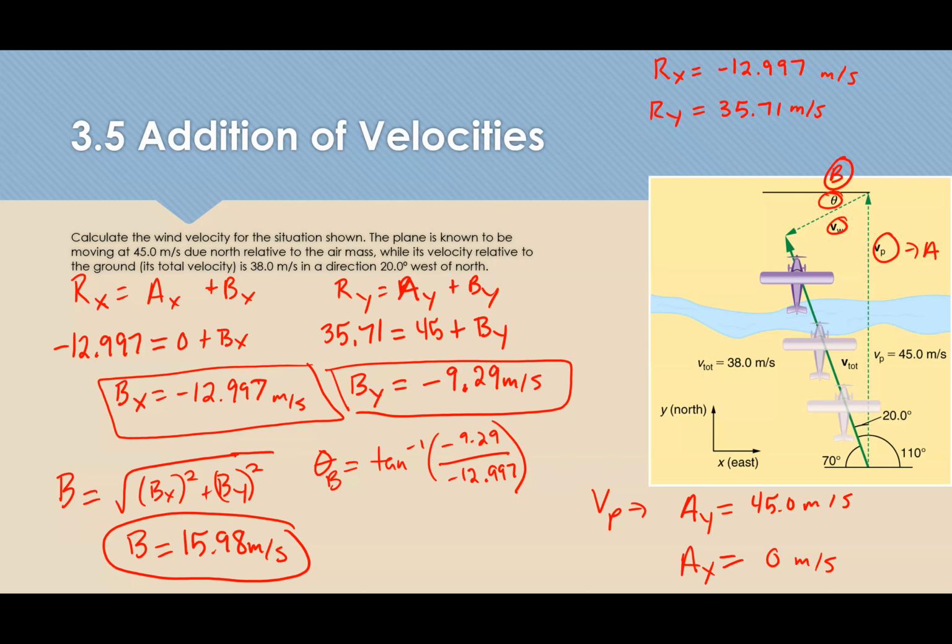And then I got my inverse tangent to be 35.55 degrees. Okay, so this angle is 35.55 degrees, and VW is 15.98 meters per second. So again, all we're doing is manipulating the addition of two vectors. Now, when we say two vectors, we don't necessarily mean an x and a y component. We mean that everything has x and y components, so don't forget that.